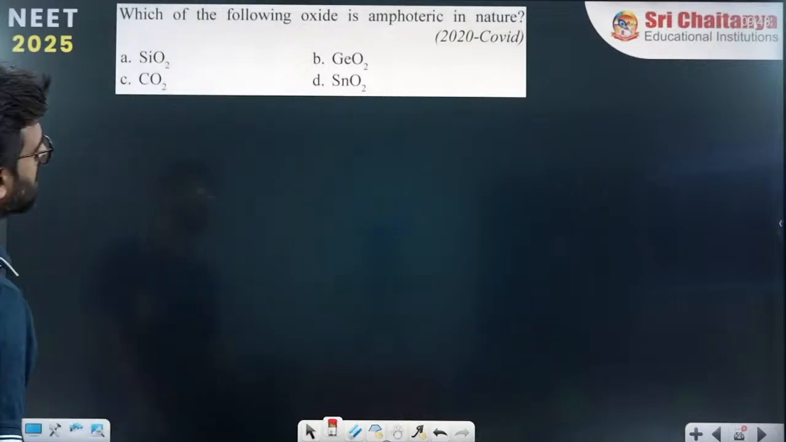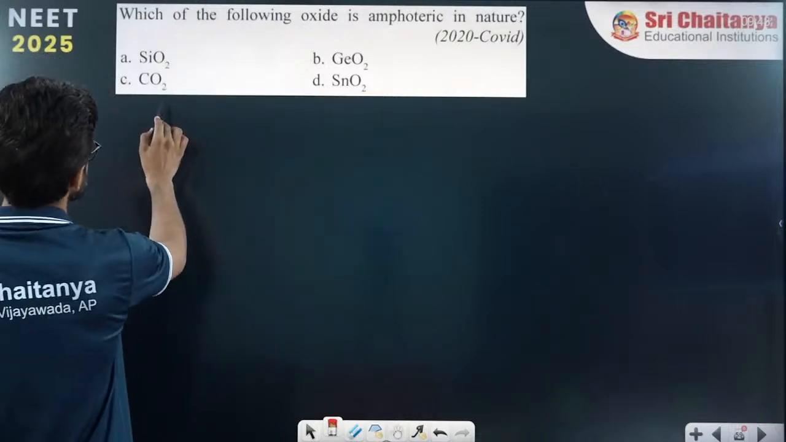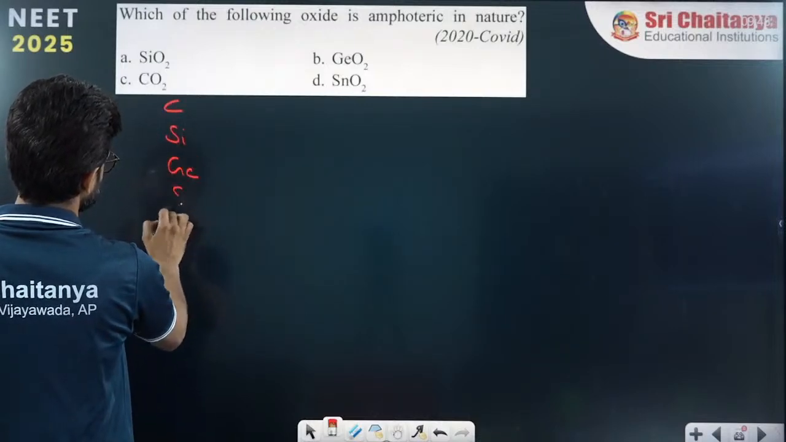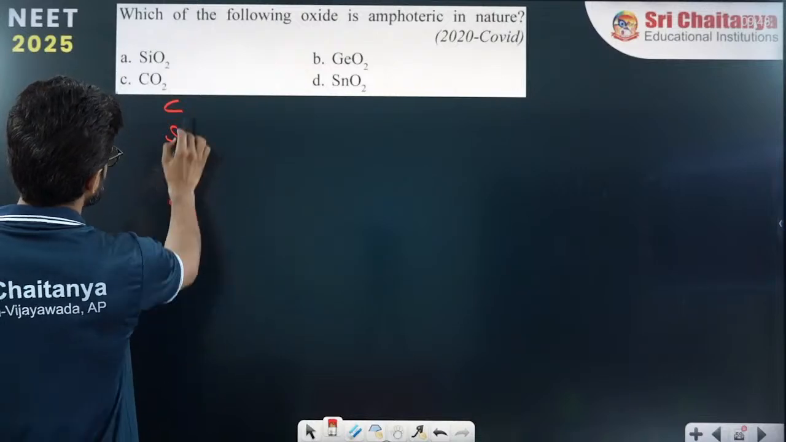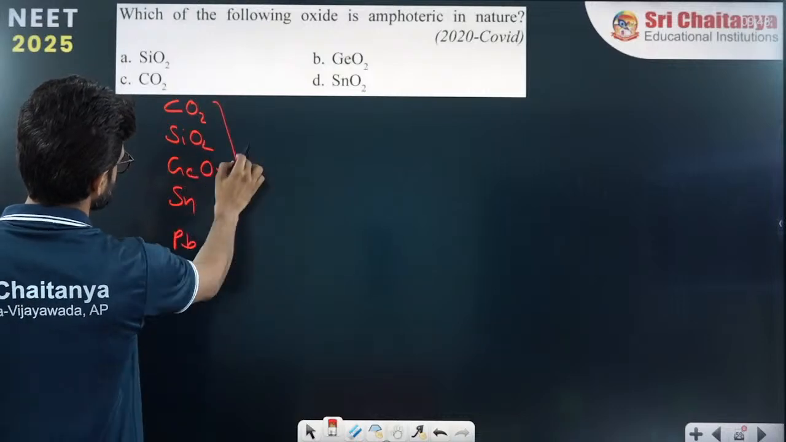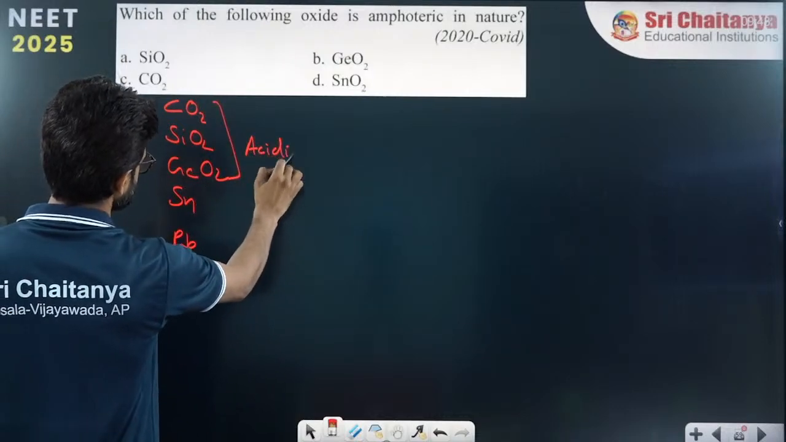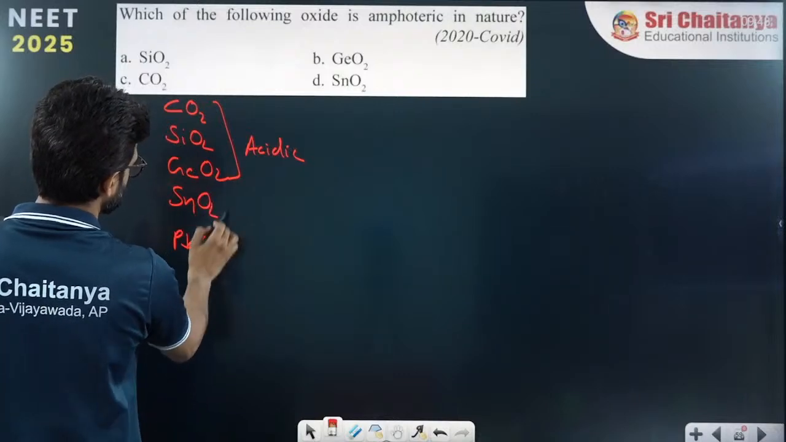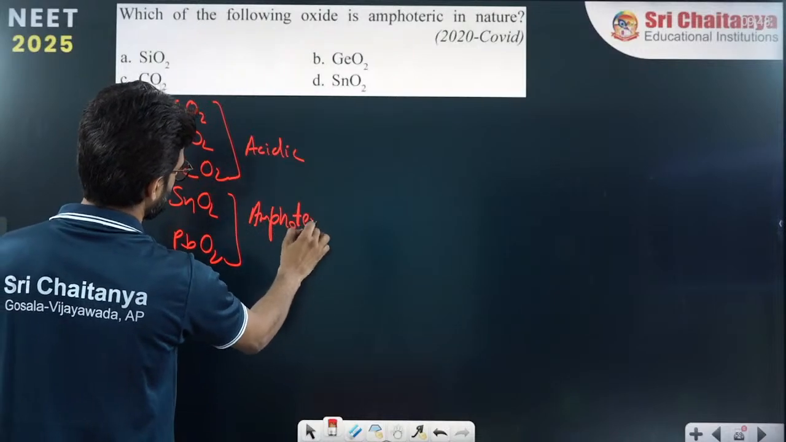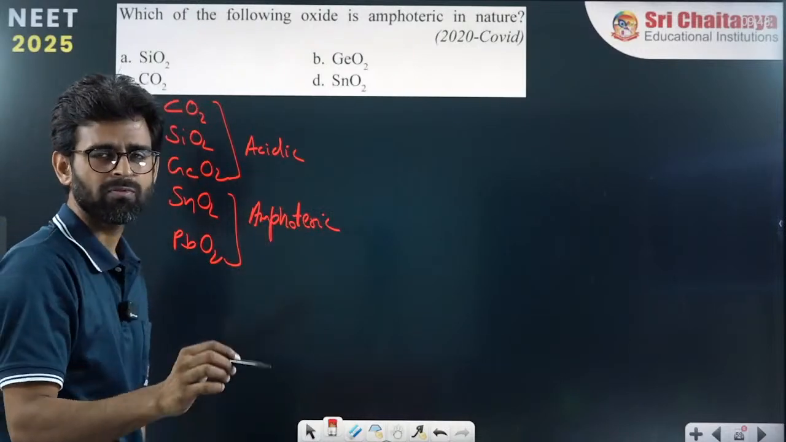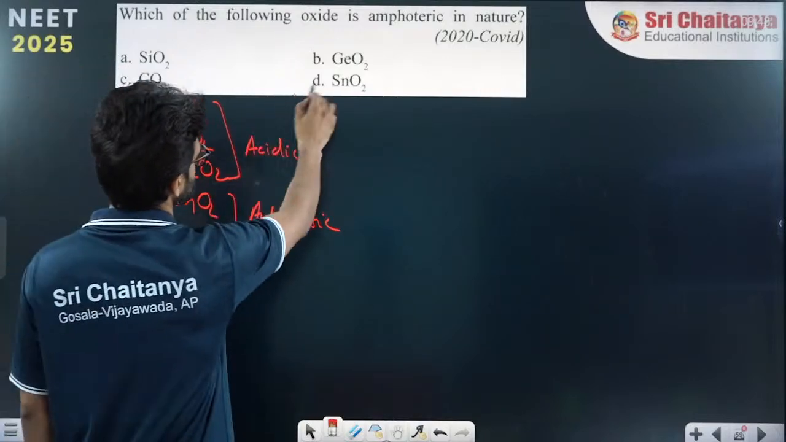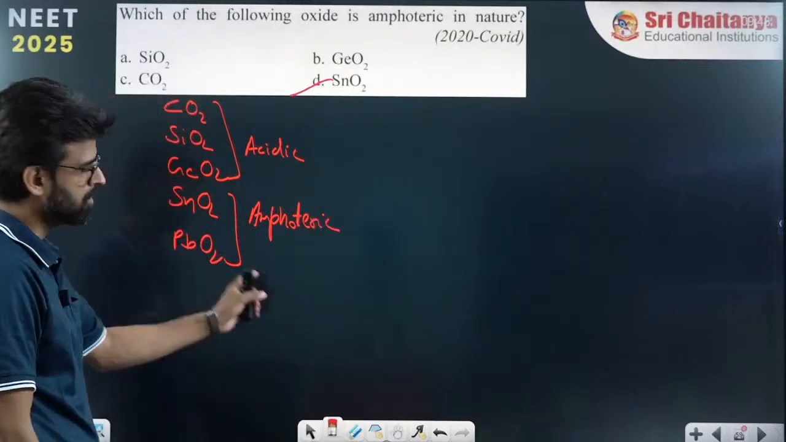Which among the following is an amphoteric oxide? Okay, if you go in the 14th group, CO2, SiO2, GeO2, what are these? These are acidic. Whereas SnO2 and PbO2 are what? These are amphoteric. Definitely we have to remember some of these. And the nature of oxides is a very important topic from which NEET asks one question every time. So if you see here, definitely SnO2 is amphoteric, or you can take PbO2 also.